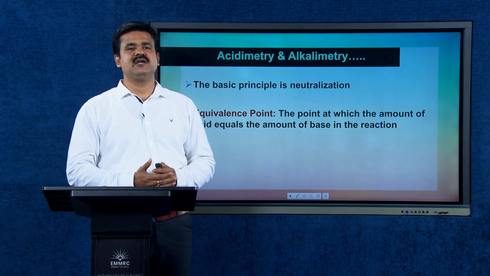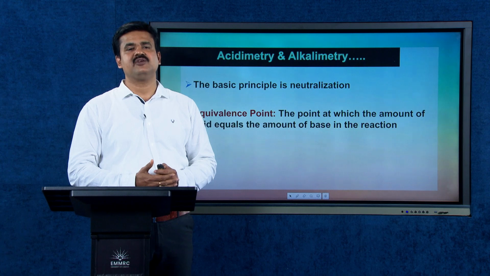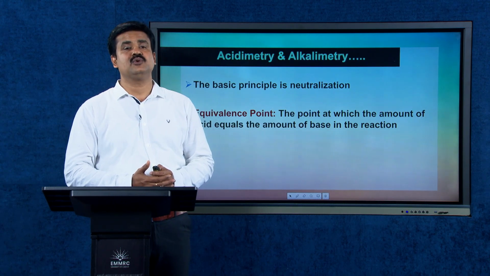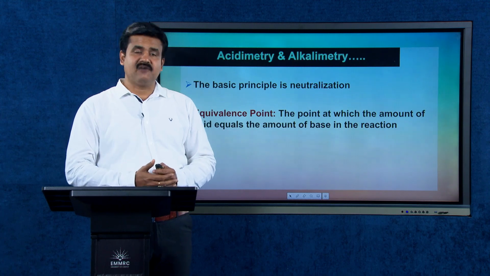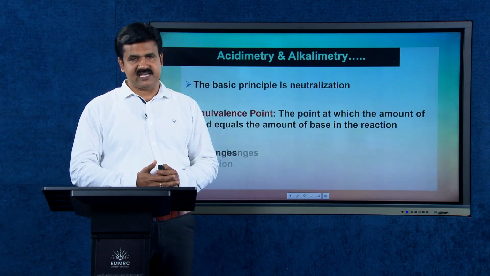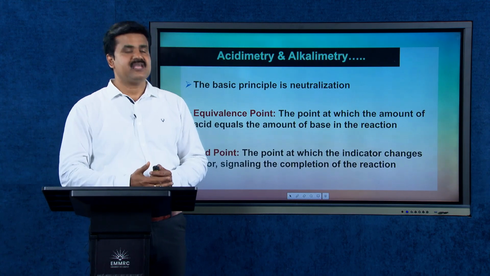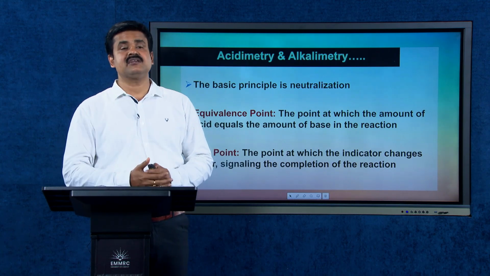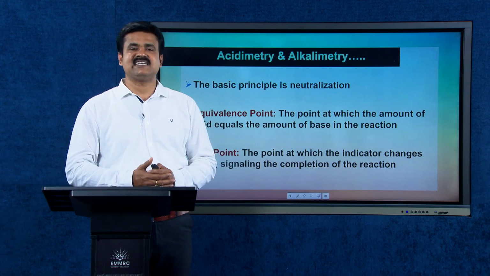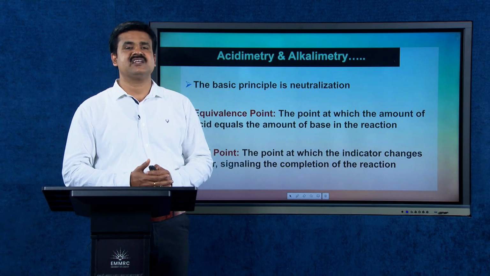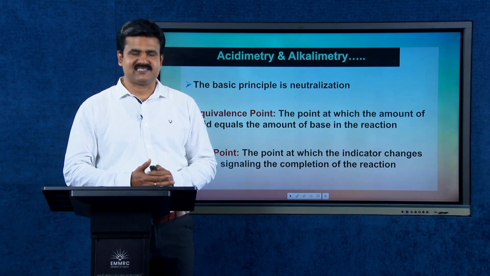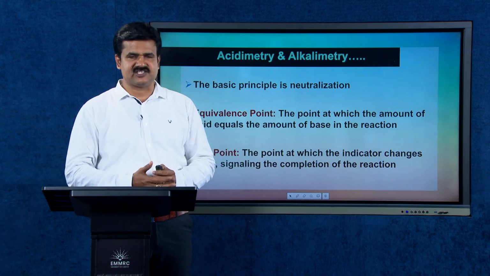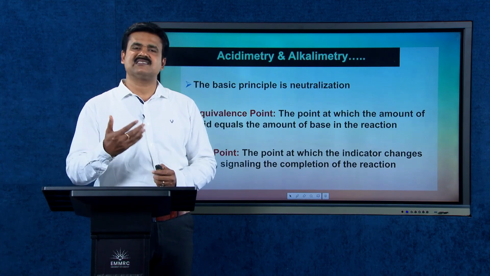It is not possible to exactly determine the value of the equivalence point. However, it is possible to find out or evaluate the end point of a reaction. Then what is meant by end point? The point at which the indicator changes its color, signaling the completion of the reaction, is known as the end point. For example, in acid-base titrations, you can use phenolphthalein as an indicator.